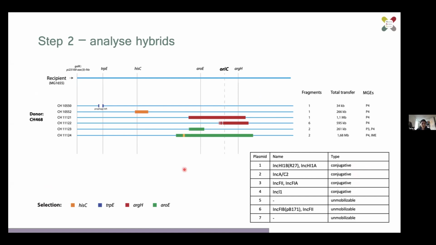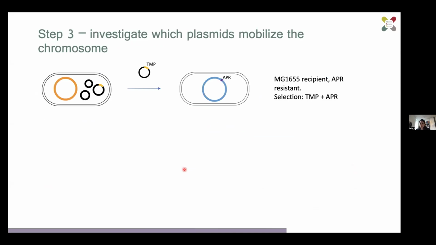So then what we did to try and figure out what was happening is the following. We start again with our clinical strain that has several plasmids. We do conjugation experiments again, but this time selecting for something that is in the plasmid. So in this case, I'm showing that this plasmid had a gene that confers resistance to trimethoprim. So if I mix it with a lab strain that is resistant to apramycin, and then I select in media that contains both trimethoprim and apramycin, I can select for the transfer of this plasmid.